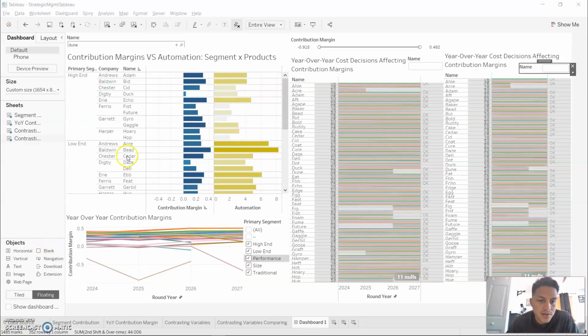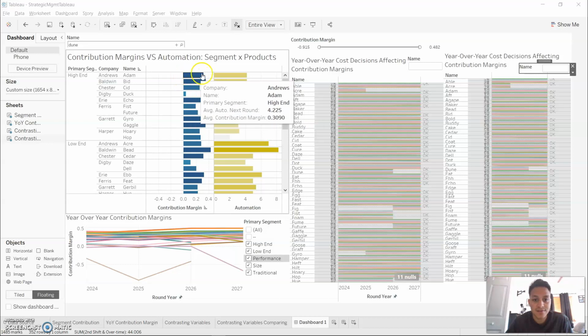So at the dashboard, we'll be looking at the first visualization. Here we're comparing the contribution margin to its corresponding automation, averaged out over 4 years worth of data for each product belonging to the company and also its primary segment.